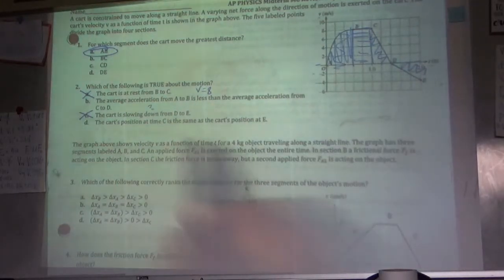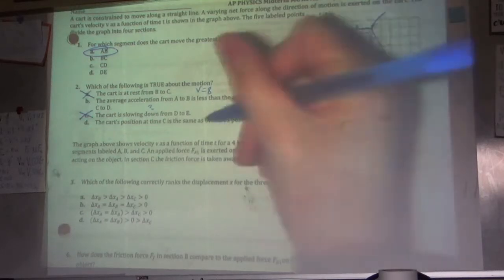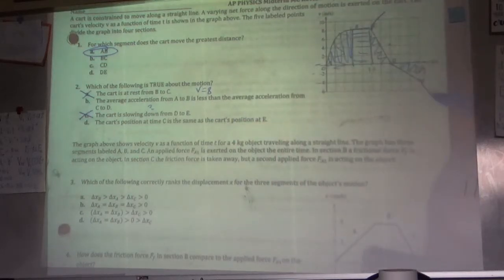And the cart's position at point C, or I guess time C, is the same as the cart's position at E. So if you look, in this case, it is moving forward, slowing down. In this case, it's moving backwards, speeding up. So it's possible that this could be moving forward and going backwards and end at the same position. We'd have to actually calculate how far it's moved in order to see if that is true.